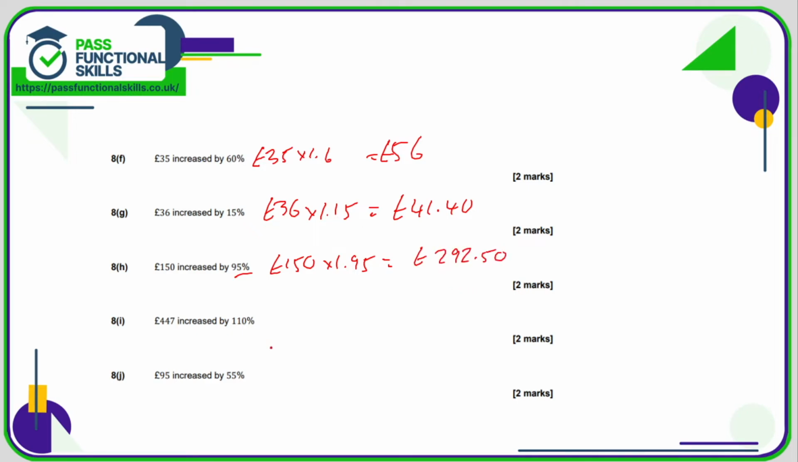£292.50. This one's a bit horrible because it's being increased by 110%. The percentage multiplier is this figure here divided by 100. So if we're working out 110% of 447, we would use the multiplier 1.1. But since we're increasing by this amount, then we need to add 1 to this.